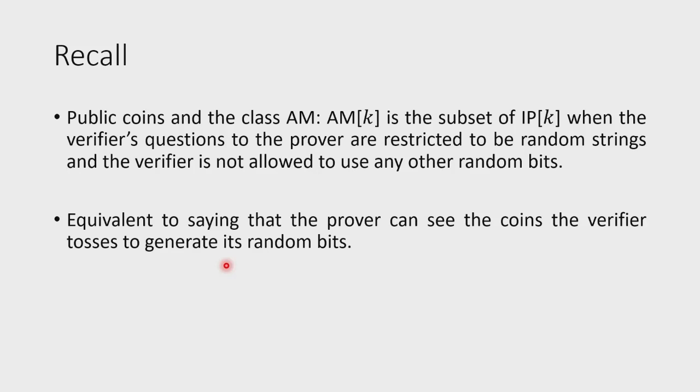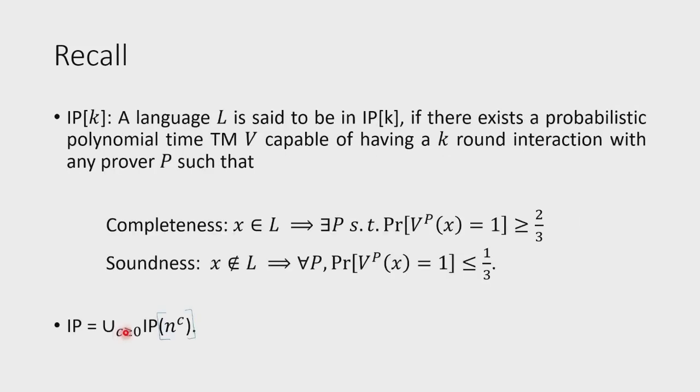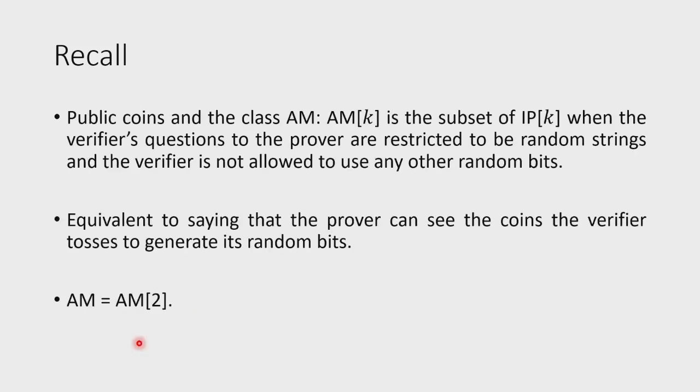So basically, in this situation, the verifier doesn't hide anything from the prover. It doesn't hide the input X. It doesn't hide the random bits. In the previous slide we saw that IP was the union over all c greater than or equal to 0 of IP[n^c]. However, AM is defined as AM[2], and the reason is that even if you put a higher k over here, you can show that AM[k] is equal to AM[2] for any k.